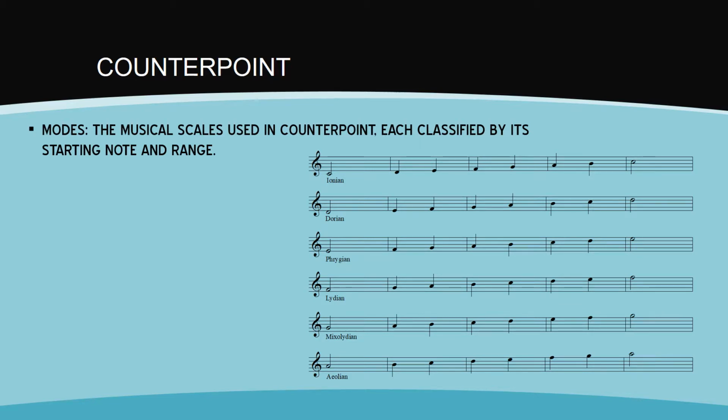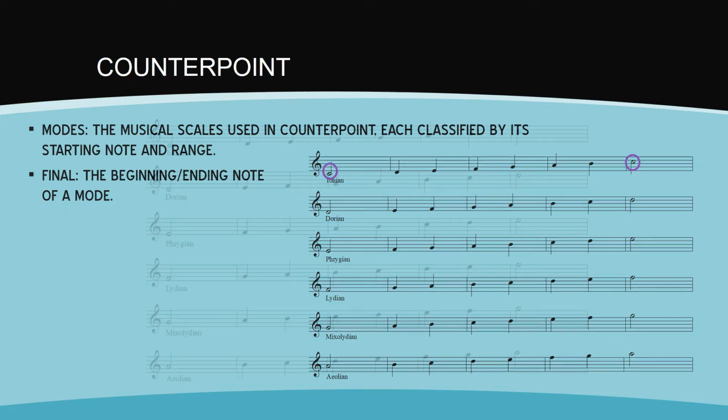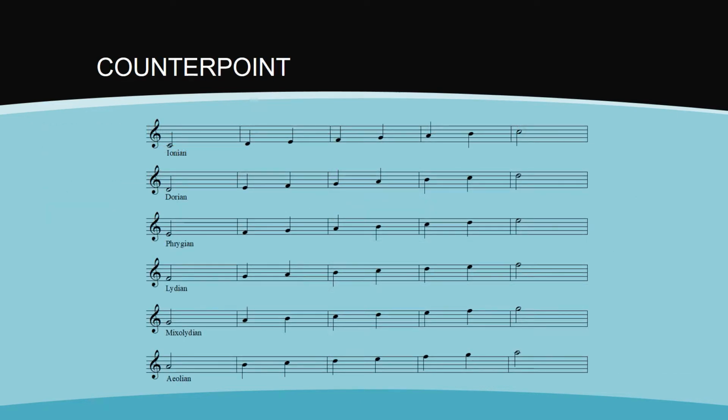Modes, much like diatonic scales, define which notes are more important than other notes. The modes have a beginning and an end note called the final. The final is much like the tonic of a modern scale. The final is the home pitch of the mode. There are 6 commonly used modes. The pitches used in these modes correspond to the white notes on the piano.